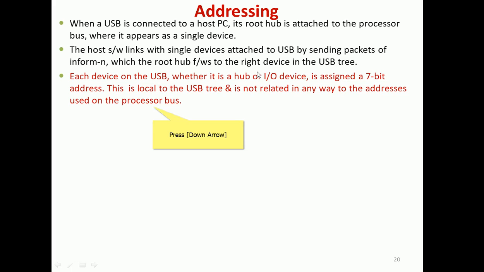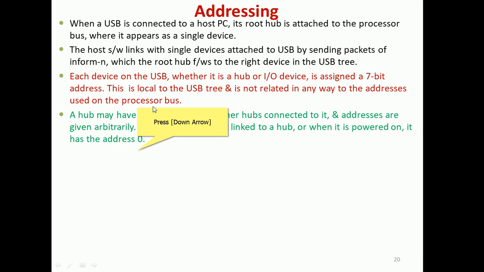A 7-bit unique address will be there to identify those devices. This is local to the USB tree and is not related in any way to the addresses used in the processor bus. So the ID is given from the root hub, so that is only local to that. It may not even be known to the processor. A hub may have a number of devices or other hubs connected to it also, as we saw in the tree structure earlier, a hub connected to a hub.